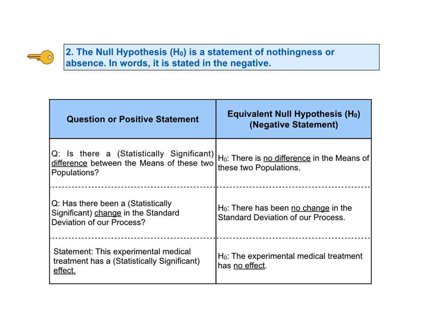Similarly, if our question is, has there been a statistically significant change in the standard deviation of our process, our null hypothesis would be there has been no change in the standard deviation of our process from its historical value. And if we say this experimental medical treatment has a statistically significant effect, our null hypothesis would be this experimental medical treatment has no effect.